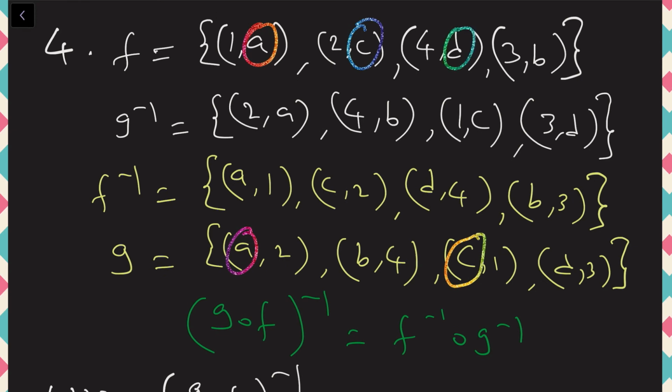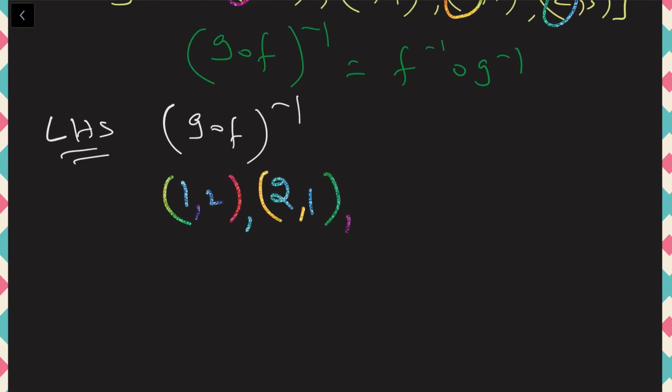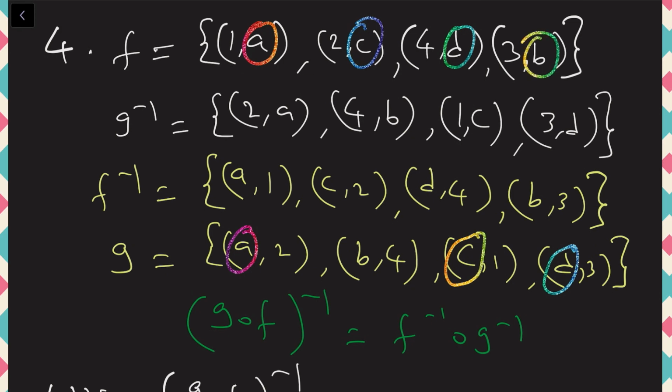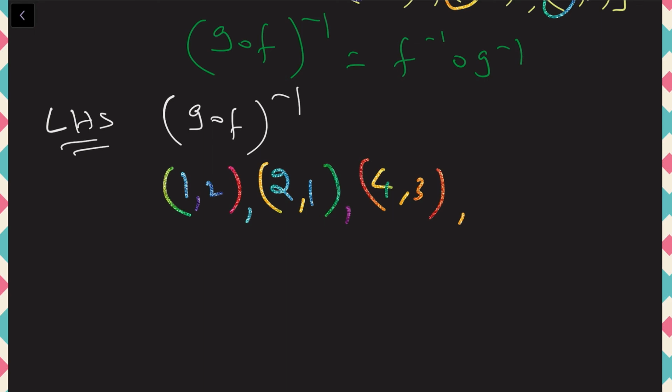Next, here d is there, here also d is there. So if we remove those two, we will get 4 comma 3. Here b is there, here also b is there. If we remove those two, we will remain with 3 comma 4. This is g of f, but we want g of f inverse.